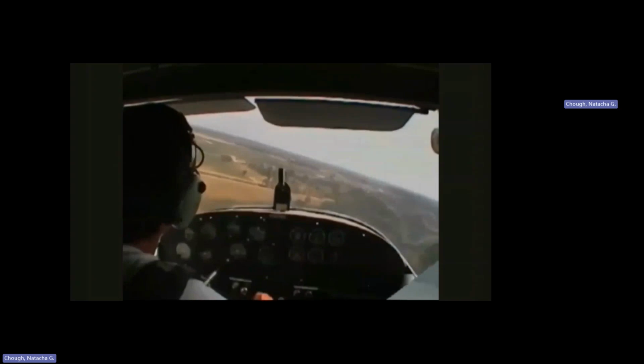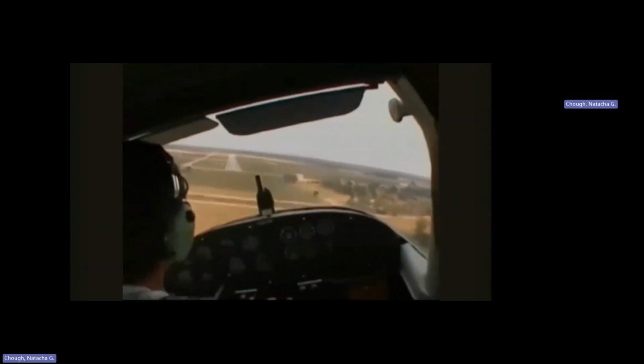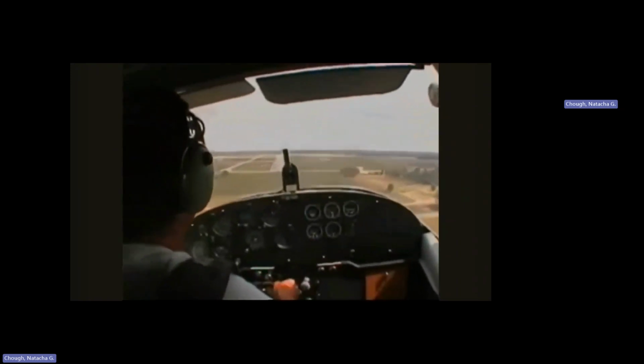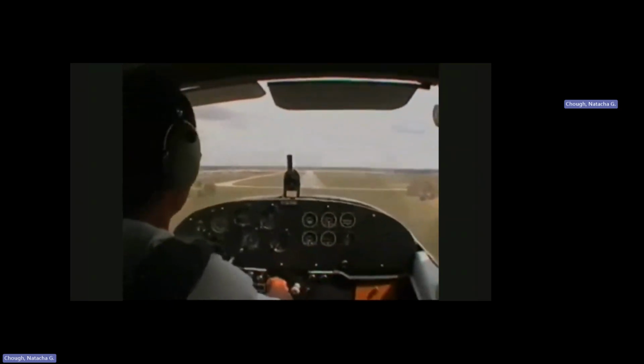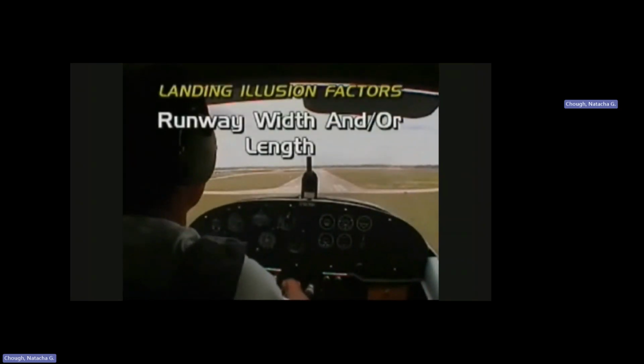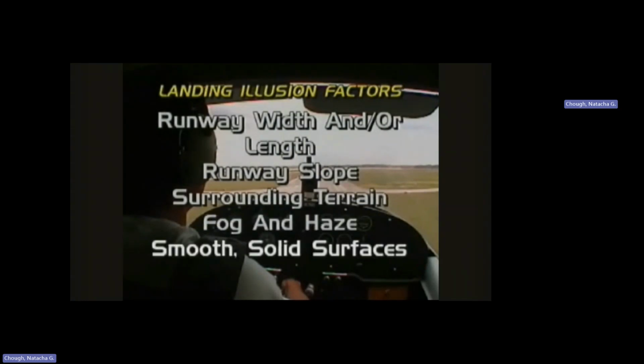Many visual illusions can occur and cause you problems during the takeoff and landing phases of flight. You learn to recognize a normal final approach by developing and recalling a mental image of the expected relationship between the length and the width of an average runway, surrounding terrain, and geometric shapes. Some factors that can create landing illusions are runway width and/or length, runway slope, surrounding terrain, fog and haze, smooth, solid surfaces, runway lighting.